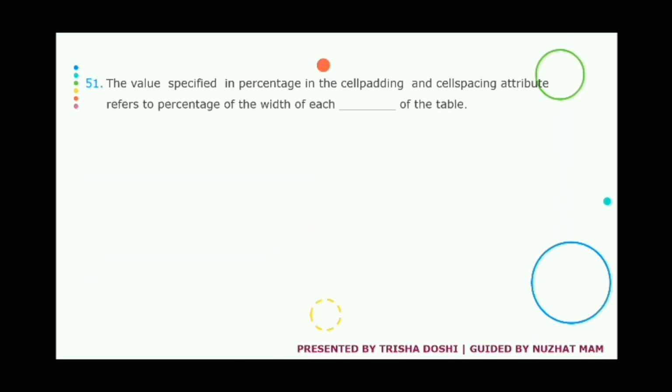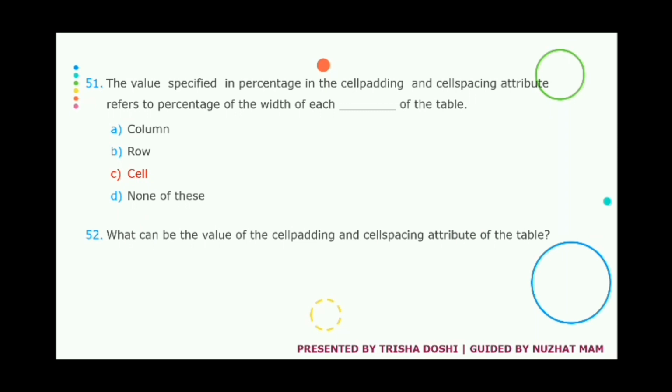Question 51. The value specified in percentage in the cell padding and cell spacing attribute refers to percentage of the width of each dash of the table. A. Column, B. Row, C. Cell, D. None of this. The correct answer is C. Cell. Question 52. What can be the value of the cell padding and cell spacing attribute of the table? A. Pixels, B. Percentage, C. Option A or B, D. Number. The correct answer is C. Option A or B.